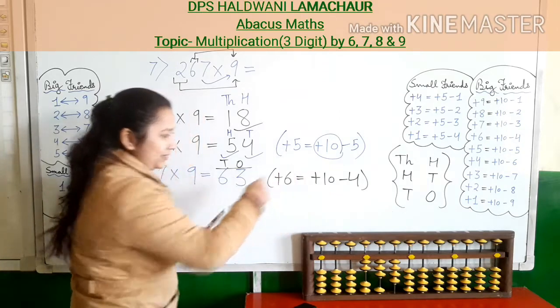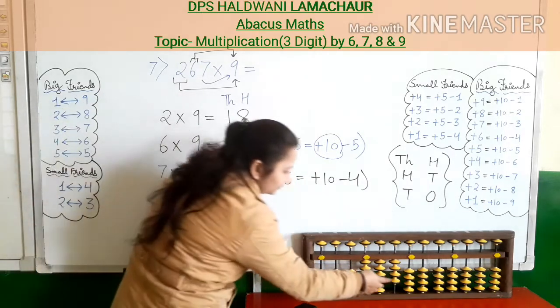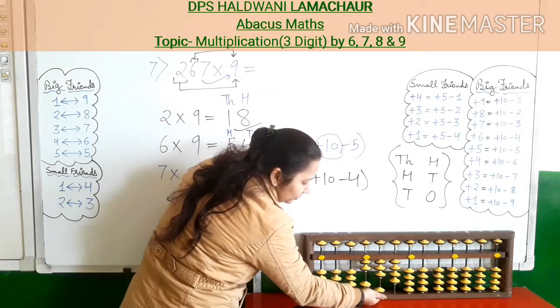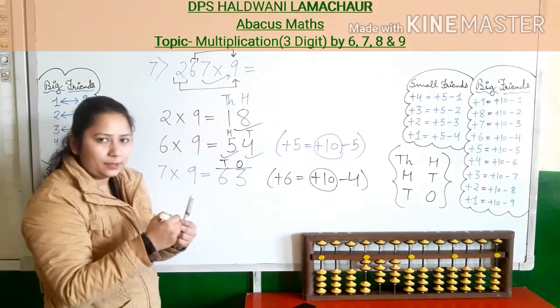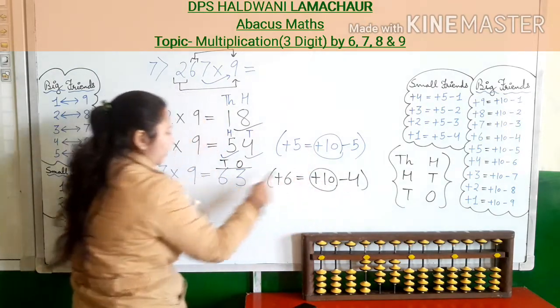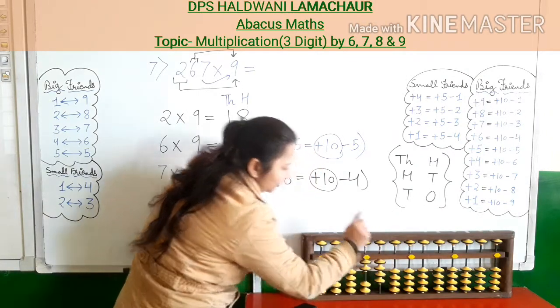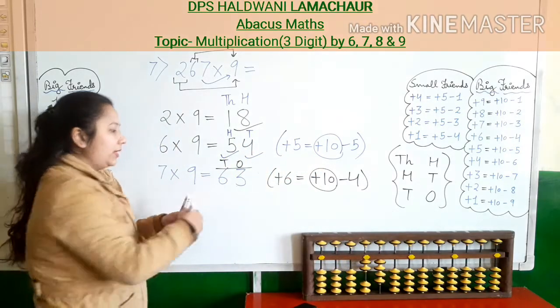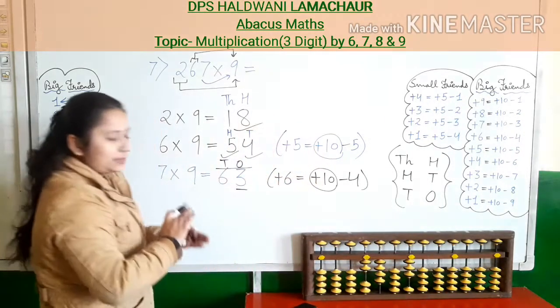First of all, do plus 10. Now, to add 6 in the tens rod, plus 10 you will do in the hundreds rod, meaning one rod up. And then minus 4 you will do from the tens rod only. 1, 2, 3, 4. Then add 3 in the ones rod. See 1, 2, 3. And your sum is completed.